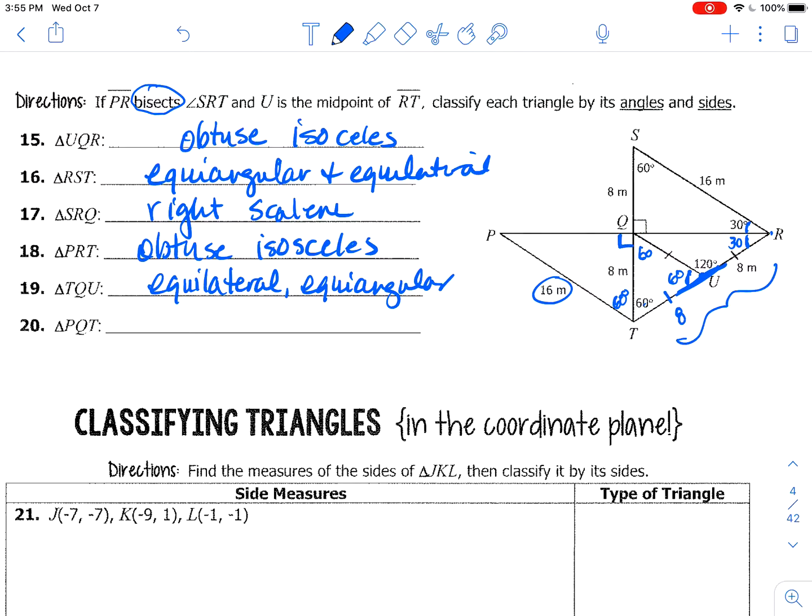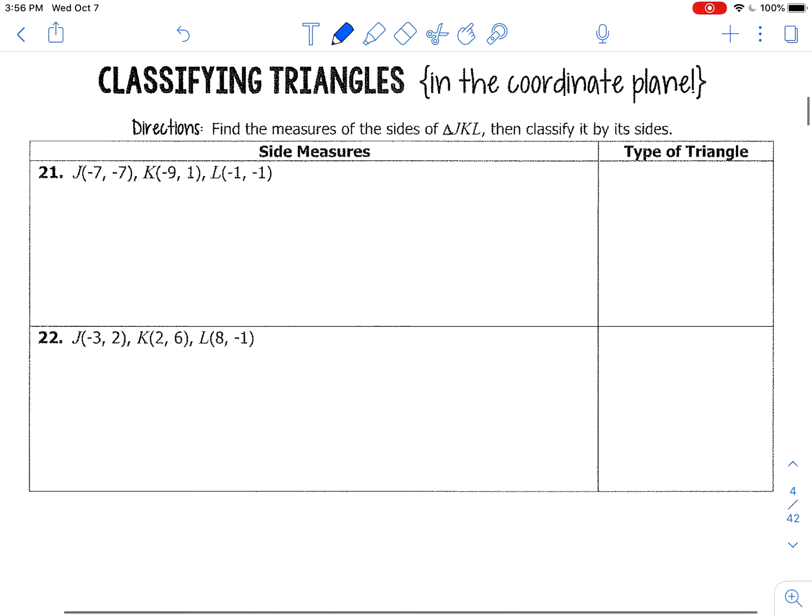PQT, last step. P to Q to T. All right, well, we've got a vertical angle here. So we know at this corner we have a right angle from P to Q to T. Okay, I've got 8 here, I've got 16 here. This is going to be a different measurement. So I have a scalene right, or a right scalene.